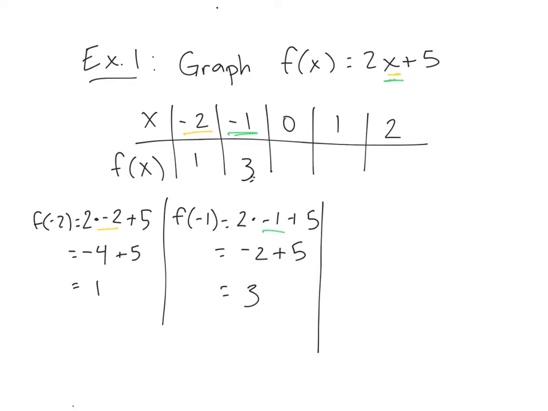So in this case, f of 0, where 0 is kind of my input value, is going to be equal to 2 times 0, where 0 again is my input value, plus 5. 2 times 0 makes 0, and 0 plus 5 makes 5, so my output value is going to be 5.